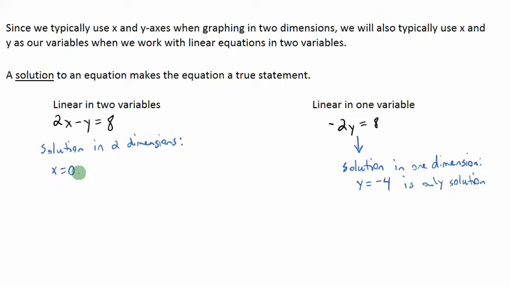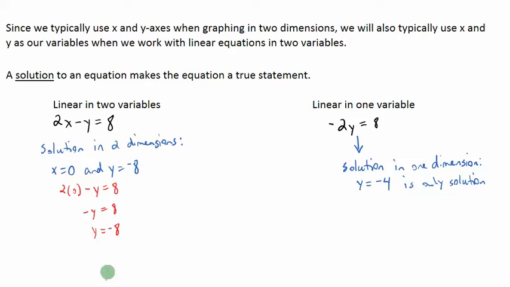So let's say x is 0, for example. So if x is 0, what would y have to be? Well, 2 times 0 is 0. So let's write this out. 2 times 0 minus y equals 8. So 2 times 0 is 0. So on the left side I've got -y equals 8. And then divide both sides by -1, and we can see that y is -8. So if x is 0, then y has to be -8.